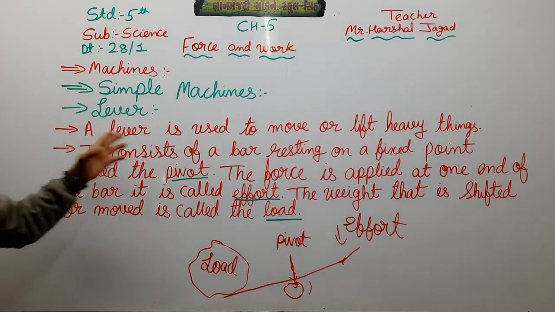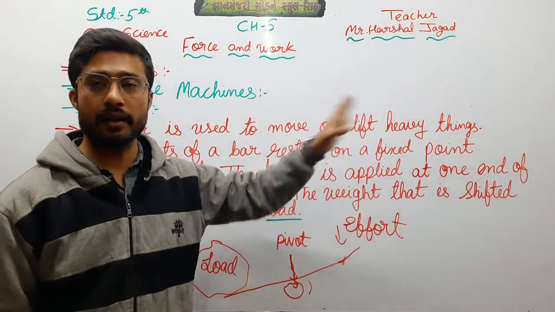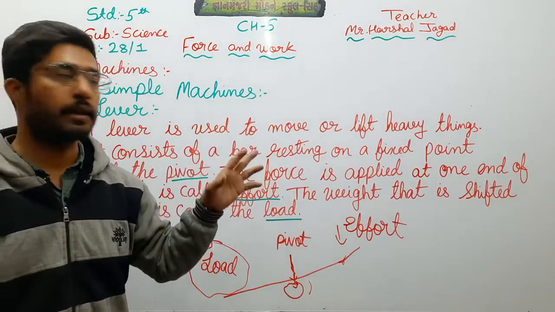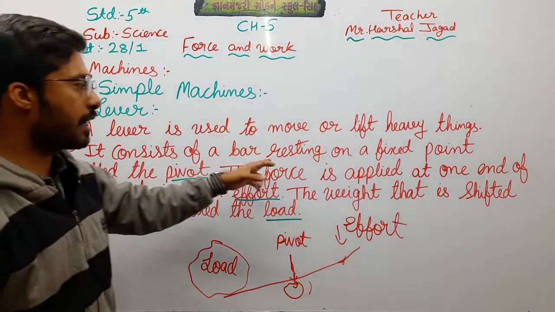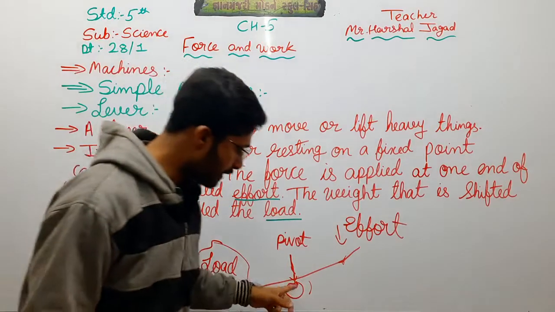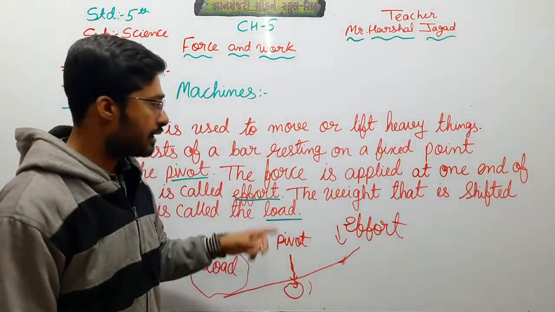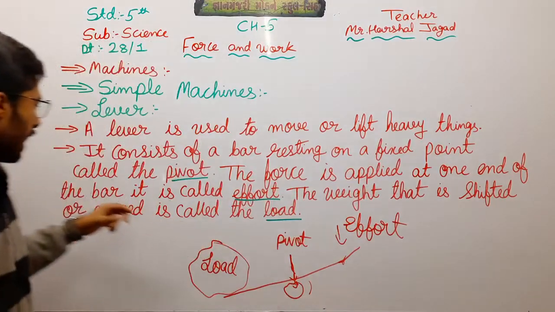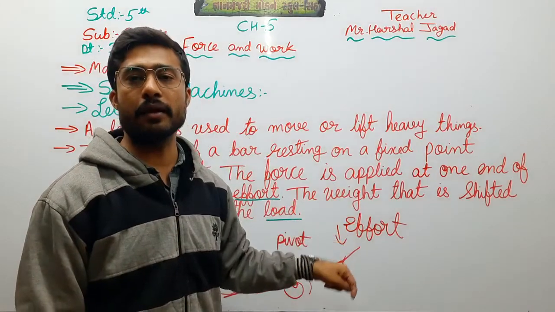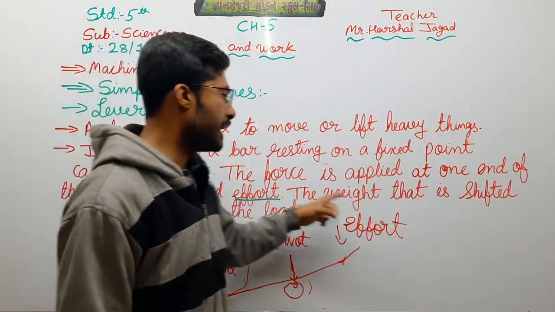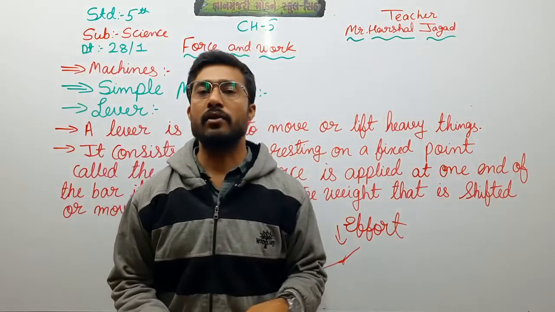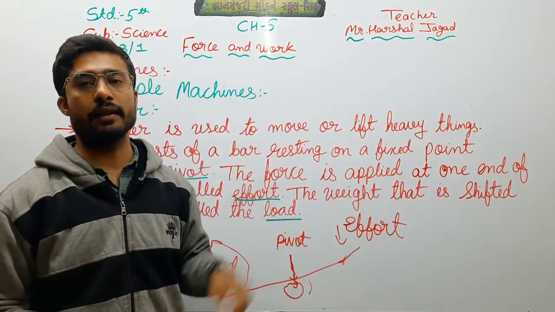A lever is used to move or lift heavy things. Then after, it consists of a bar resting on a fixed point called the pivot. This bar resting here, that is the pivot. Then after, the force applied at one end of the bar is called effort. Meaning the force applied here is known as the effort. Then after, the weight that is shifted or moved is called the load. Okay, so these three things consist in the lever.